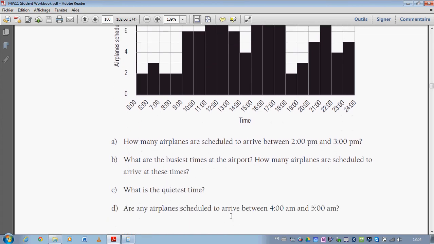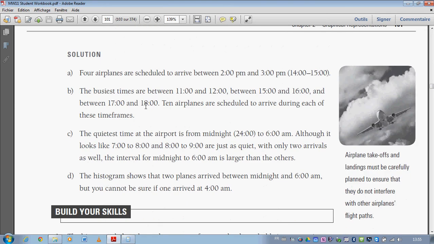Are there any planes scheduled to arrive between 4 a.m. and 5 a.m.? That's impossible to tell, because maybe those two planes arrived at 1 a.m., or from 1 a.m. to 2 a.m. That's really not a question that you can answer, and I think that's the trick behind it. This bar extends from midnight to 6 a.m., and you had 2 planes arriving in that 6-hour interval. You really can't say for sure when those airplanes arrived, so you cannot be sure if one arrived at 4 a.m.